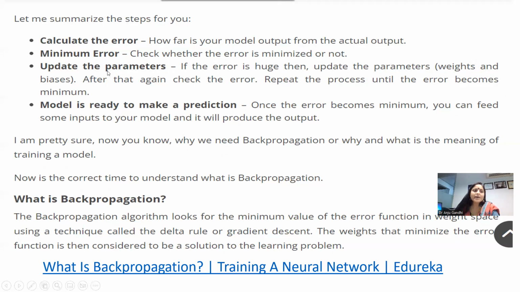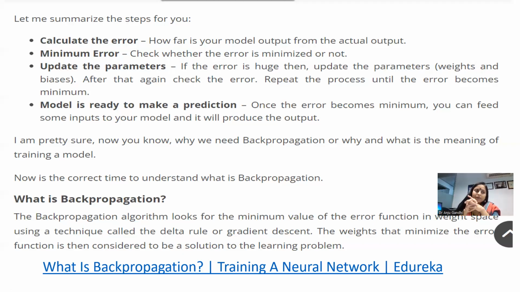What next? Update the parameters. If the error is huge, then we have to update the parameters, the weights and the biases, right? If we're getting any error, we have to update the weights and we have to update the bias. In this way, we have to go, right? After that, again we have to check the error. We have to repeat the process until we get the error minimized, right?